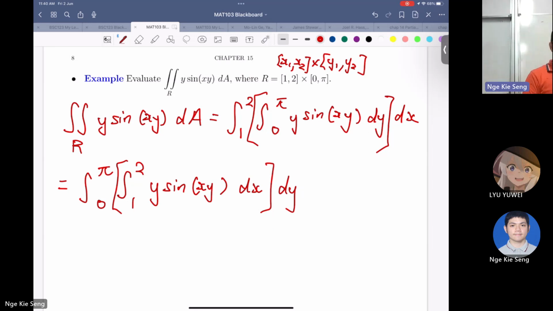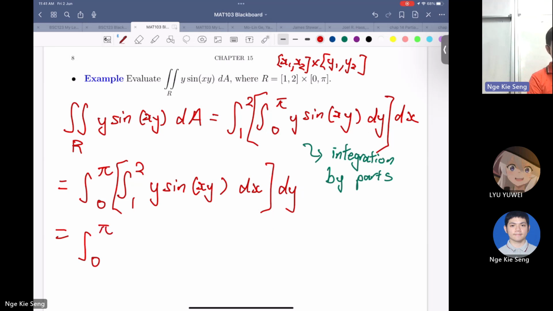If you do dy dx, maybe you will meet integration by parts. So in an exam situation, you need to decide which one you can do faster. So let's do dx dy. If we do dx dy, what do we get? We integrate from 0 to pi of minus y cos xy over y, where x is going from 1 to 2.